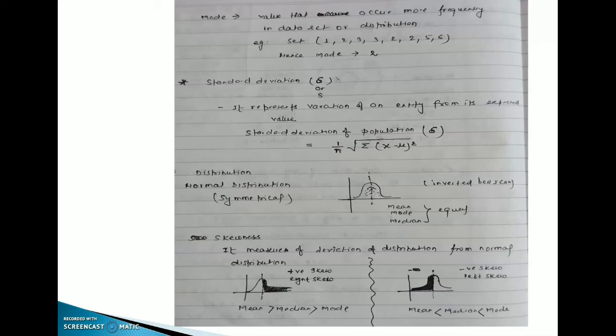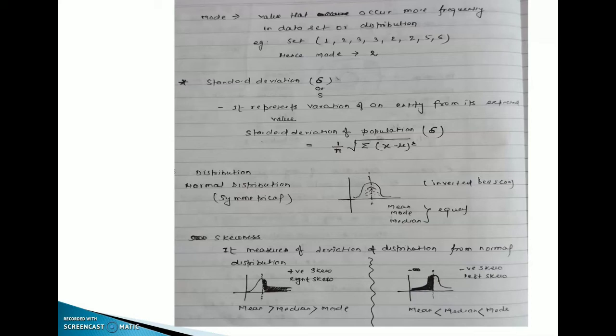So in positive skew, in right skew, mean is greater than median is greater than mode, and in left skew, that is in negative skew, mean is less than median is less than mode.